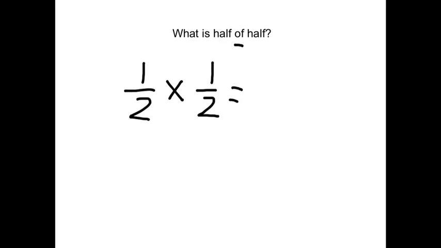The steps for multiplying fractions are super easy. You multiply the numerators, so 1 times 1 is 1, and then you multiply the denominators, which is going to be 4 in this case. So the answer of 1/2 times 1/2 is 1/4.